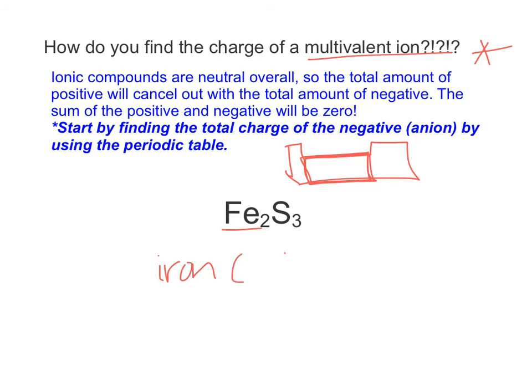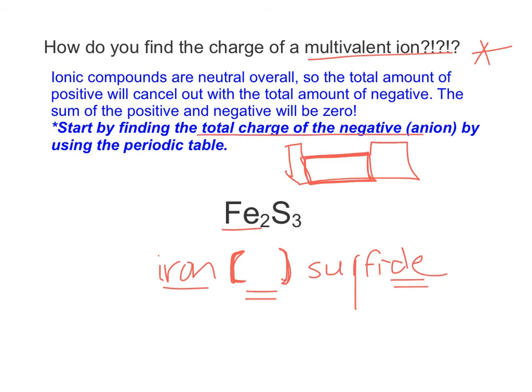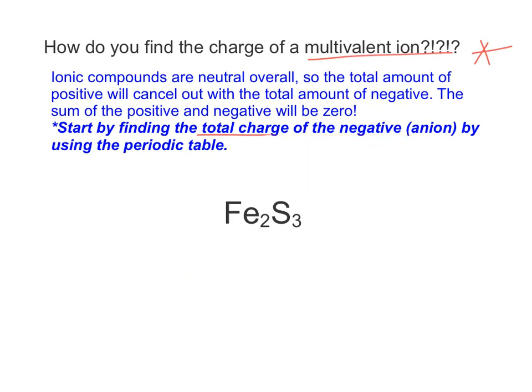So the basic of this is it's going to be the metal iron, a certain charge, and then sulfur changes to sulfide. So kind of like last page, metal, nonmetal goes to IDE. What's different are these Roman numerals, and that's where things kind of get tough, but totally doable. We recommend that you start by finding the total charge of the negative by using the periodic table. For example, sulfur, according to the periodic table, has a -2 charge.